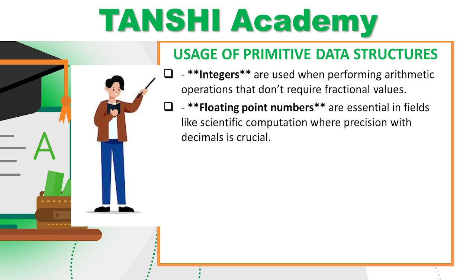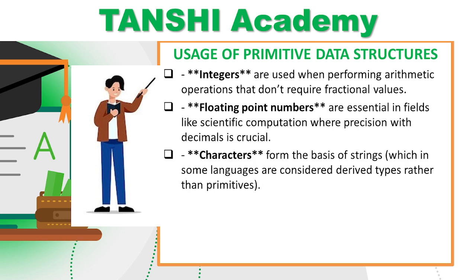They are essentials in fields like scientific computation, where precision with decimals is crucial. For example, if we are carrying out statistics that require decimal values, or you are doing computation that requires decimal values, you can use floating point numbers.